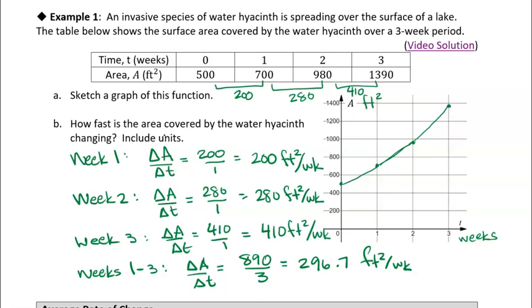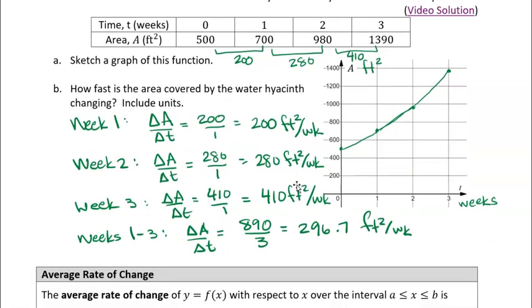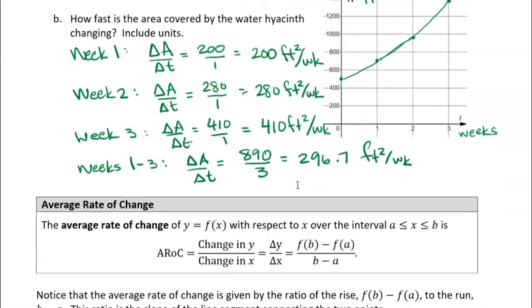Okay, so you can see there's no one answer to this question. How fast is the area covered by the water hyacinths changing? Right, the rate at which the water hyacinth is changing is also changing. It's different depending on what time interval we choose. Okay, so that brings us to our first big idea in this section, which is average rate of change.